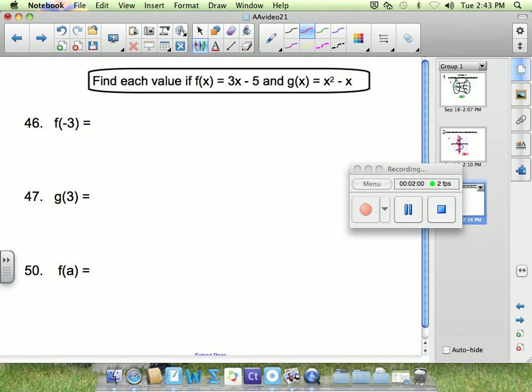Last but not least, we looked at something called function notation. Function notation means instead of writing an equation as y equals something, we use f of x, g of x, or some other letter of the alphabet. So in 46, they want us to figure out what f of -3 is. My f of x equation is 3x minus 5. So wherever there was an x, I'm now going to plug in a -3.